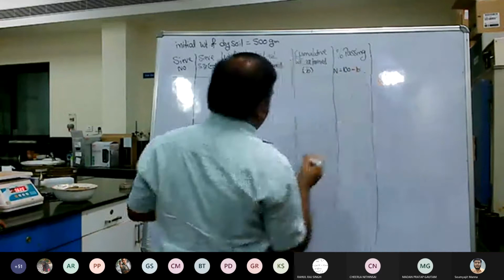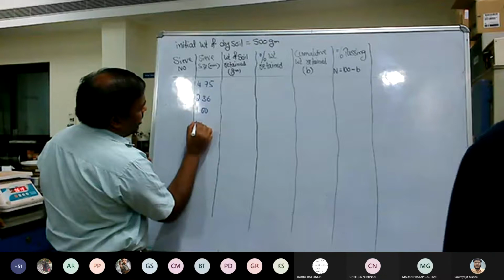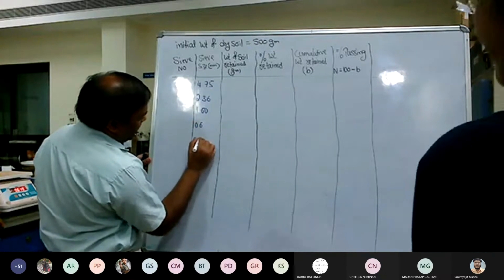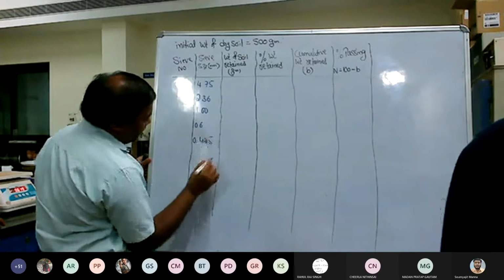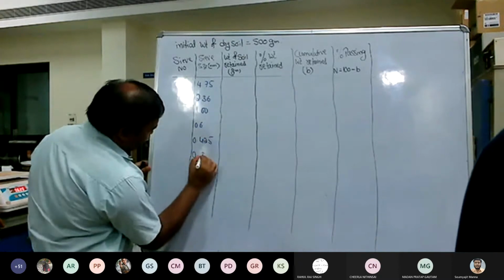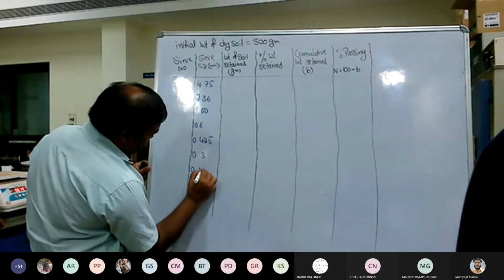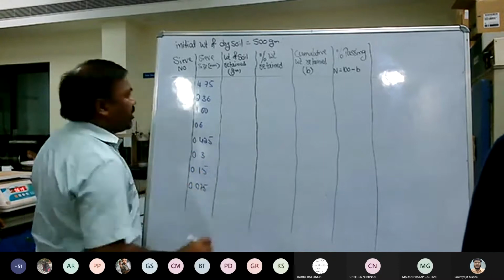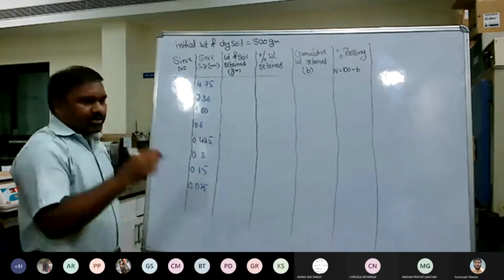So, this is 4.75, 2.36, 1 mm, 600 microns (0.6 mm), 425 microns (0.425 mm), 300 microns (0.3 mm), 0.15 mm, and 75 microns.